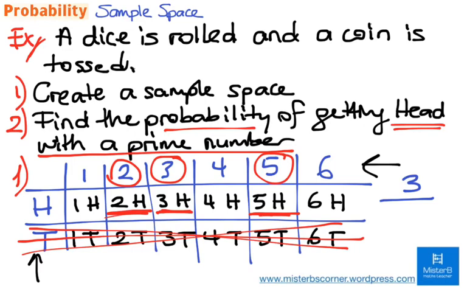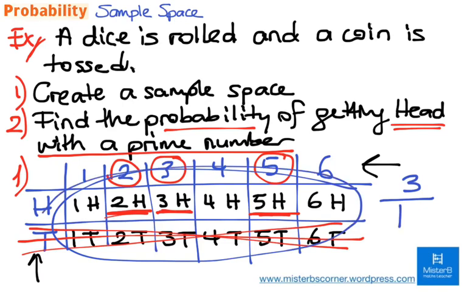Out of, well, there are 12 possible outcomes here. So I should write here as 12. Although I ignored the tails because I'm asked to get head, the tails are still a probability, right? So I have to consider them, and there's a total of 12 possible outcomes, of which I just need 3 of them. So basically, if I simplify this, I get 1/4. So this is how I can work with a sample space.